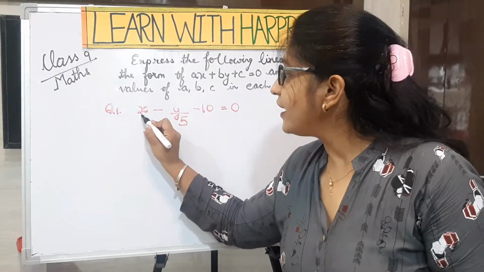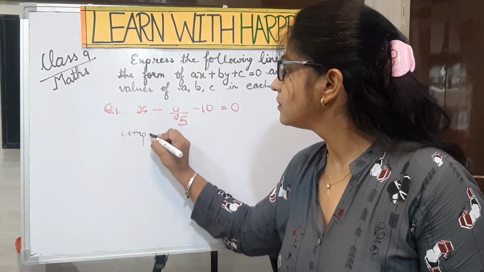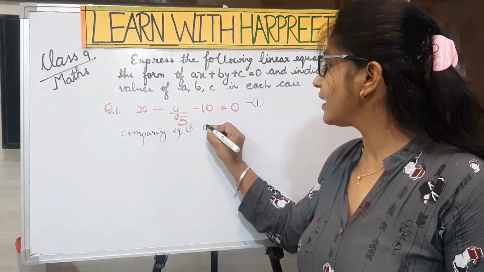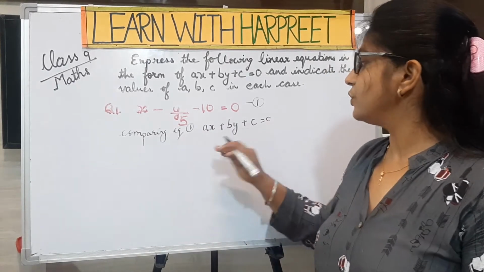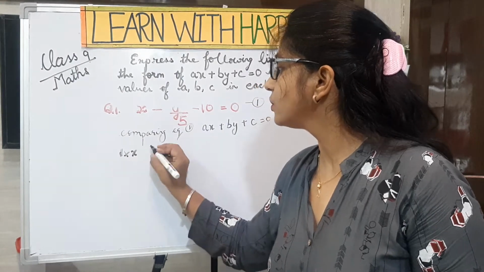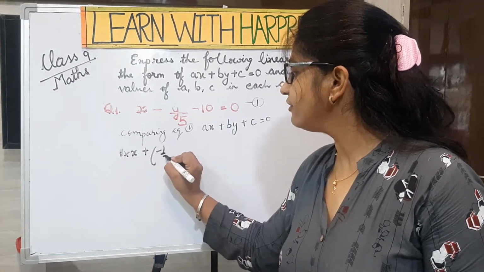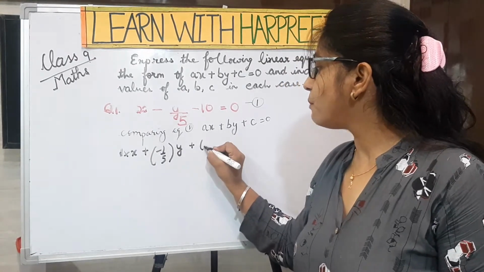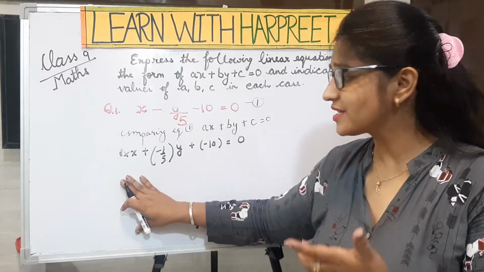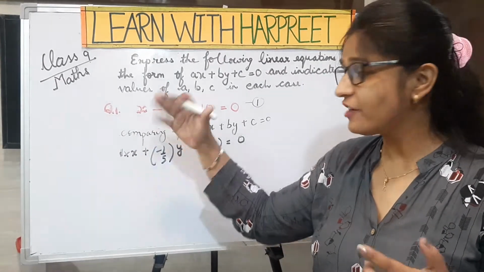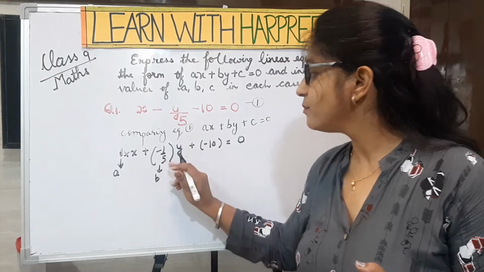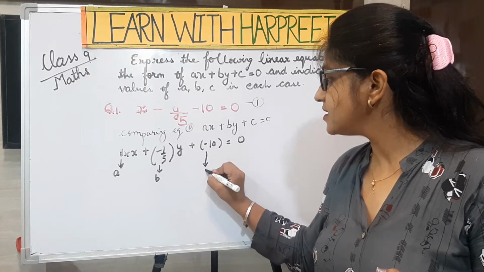So let us begin. Now I will compare equation 1, the equation which you have been given, with ax plus by plus c is equal to 0. I'll write it in this form: 1x, that means 1 multiplied by x, plus minus 1 by 5 y plus minus 10 is equal to 0. Now can you see how this given equation has been converted into the form of ax plus by plus c is equal to 0?